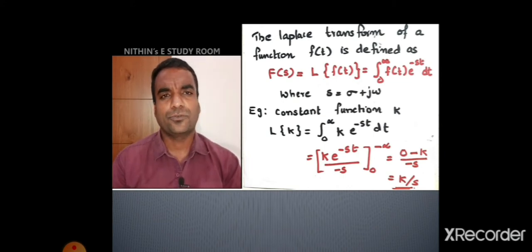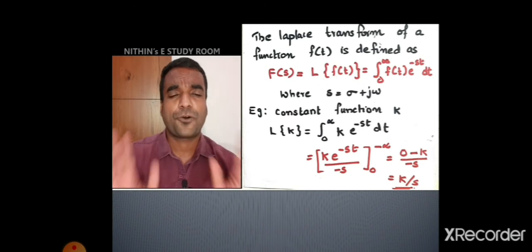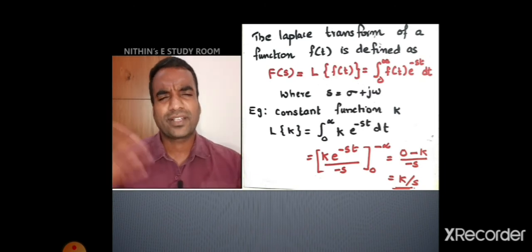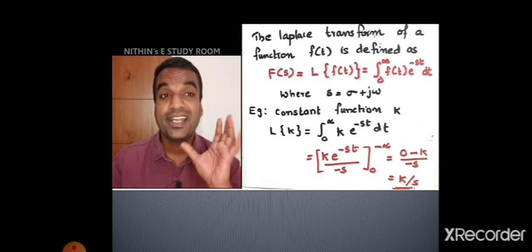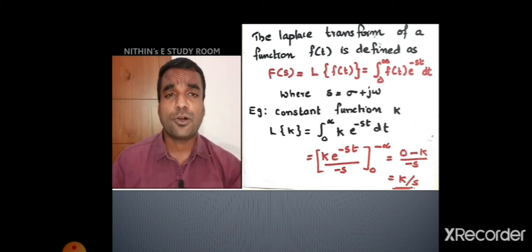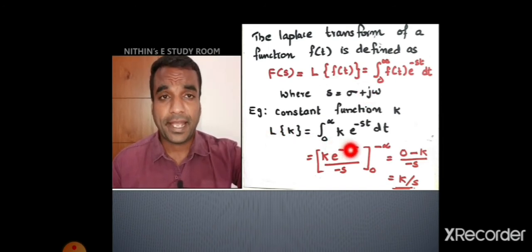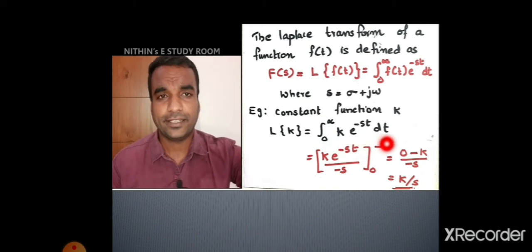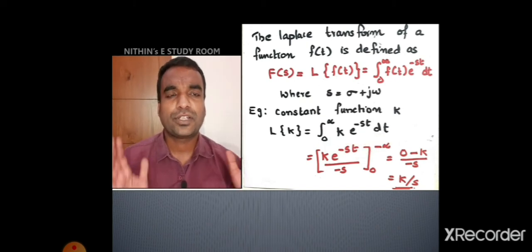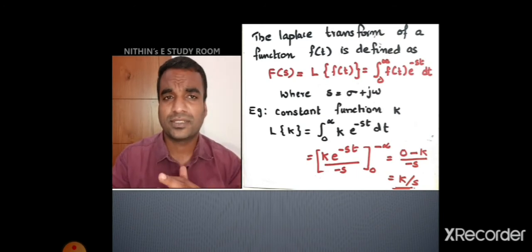Let us see how we can find the Laplace transform of a simple function. So I am taking a constant k. It may be 1, 2, 5, 10, 1000, whatever it may be, a constant k. How can we find the Laplace transform of that constant, L of k? L of k is nothing but integral 0 to infinity k into e raised to minus st dt. So now we are going to integrate k into e raised to minus st. K is a constant, nothing will happen.